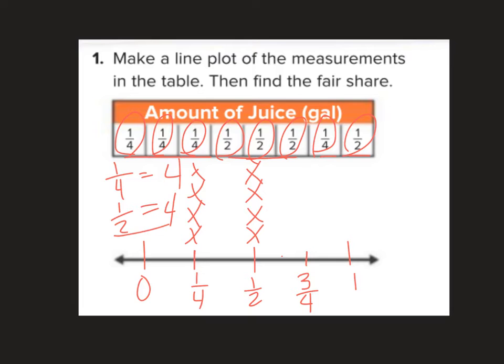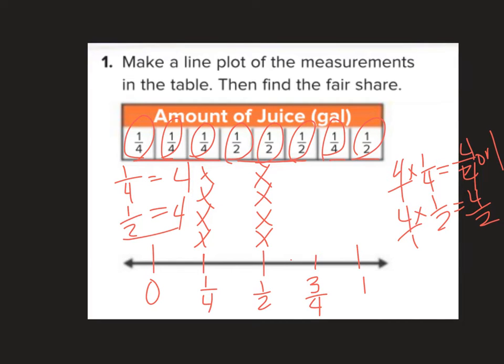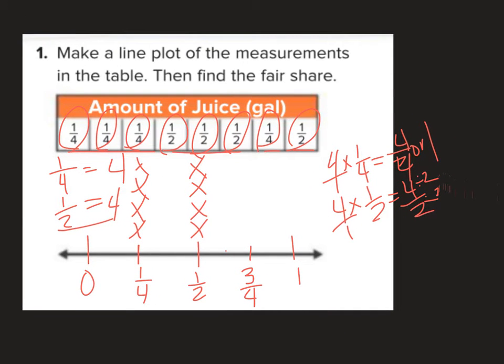And remember, to get the fair share of something, I need to add these all together. So I need to do 4 times 1/4, which is the same as 4 over 4, or 1. And then I have to do 4 times 1/2. So if I put 4 over 1, that'd be multiply numerators, 4, multiply denominators, 2. 4 over 2, which if I simplify that, divide by 2, divide by 2. 4 divided by 2 is 2. 2 divided by 2 is 1. 2 over 1 is the same as, you guessed it, 2.